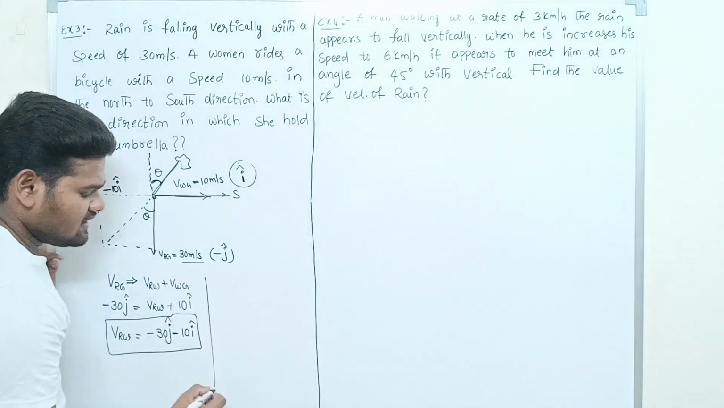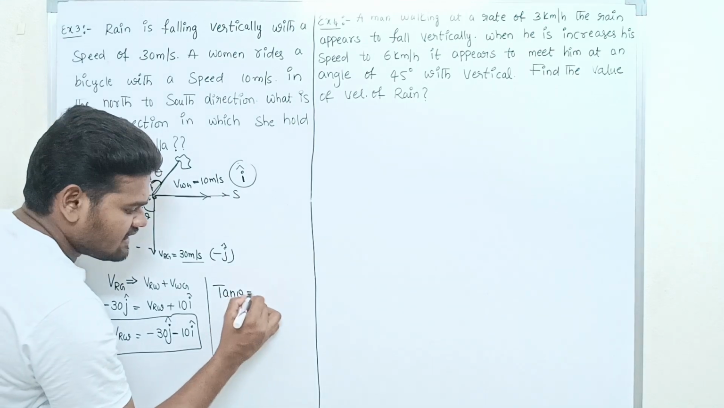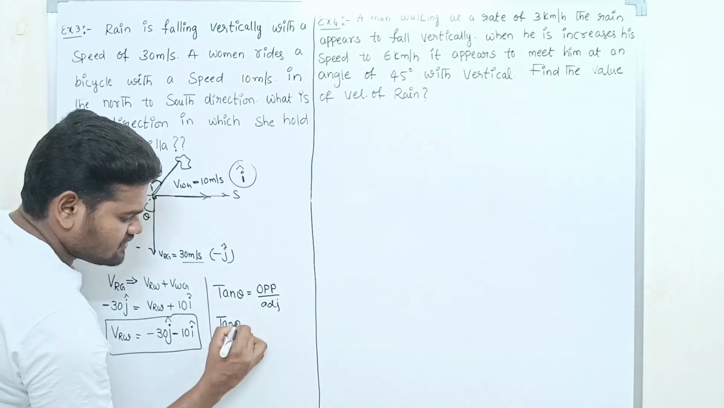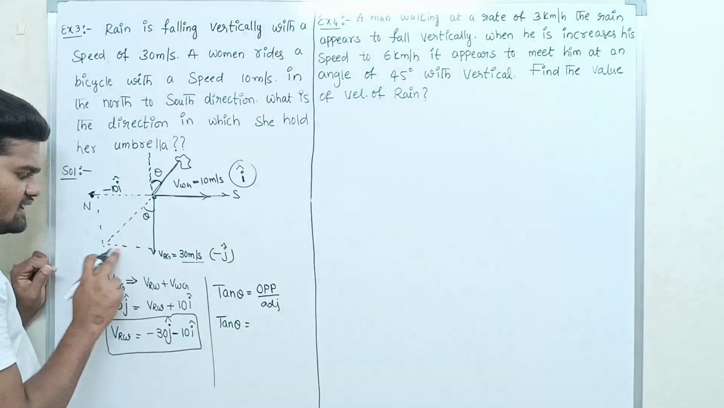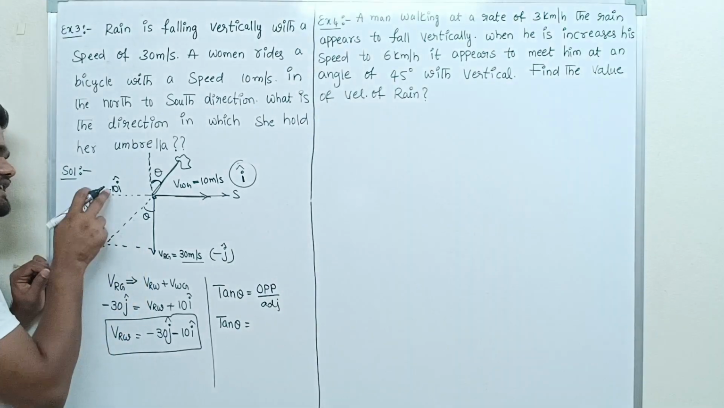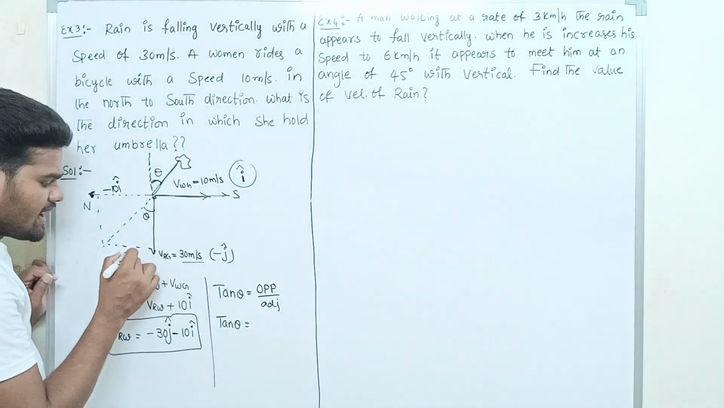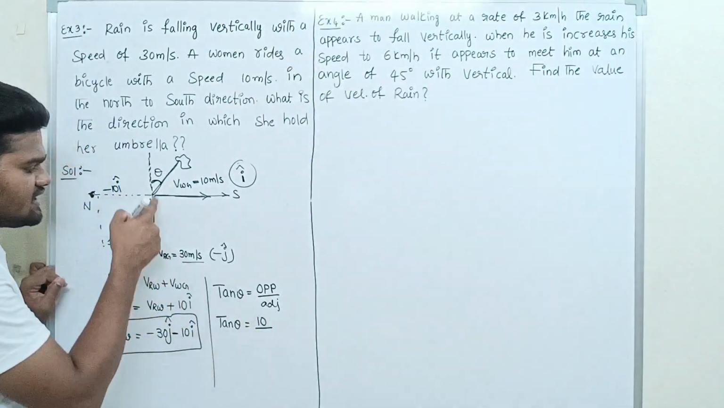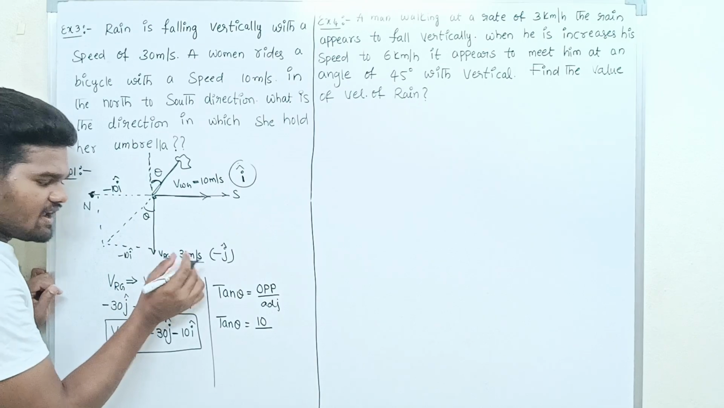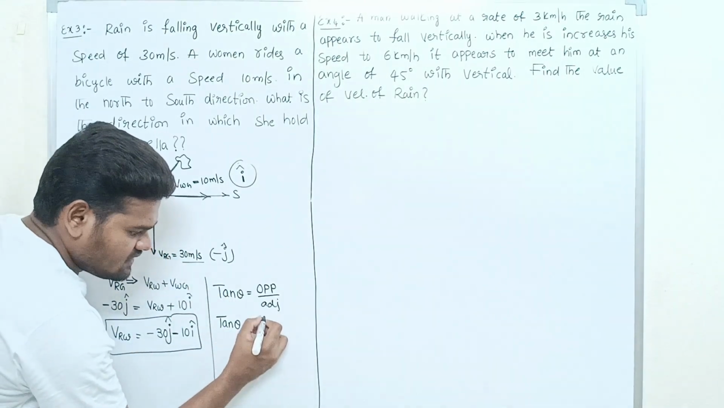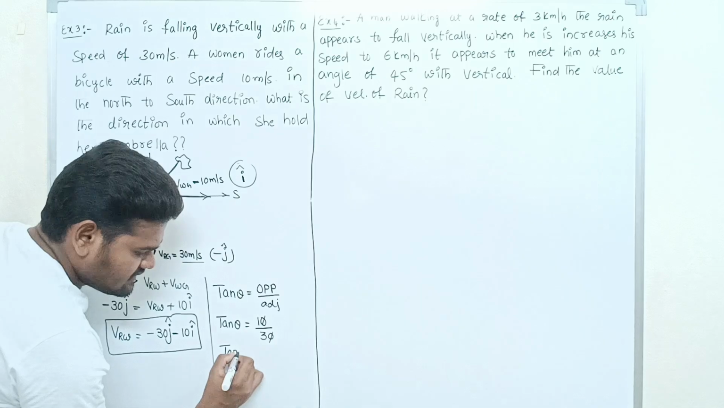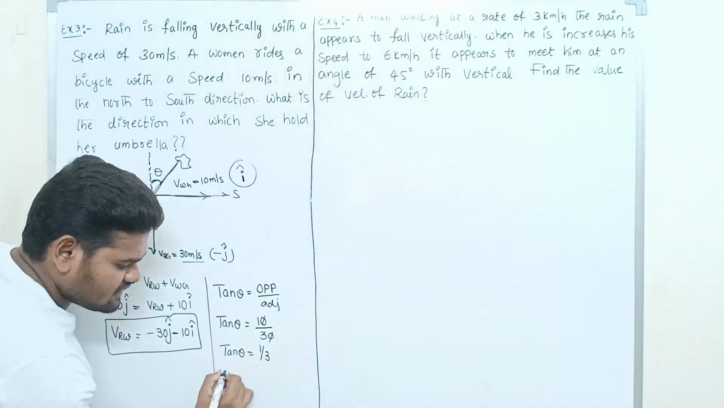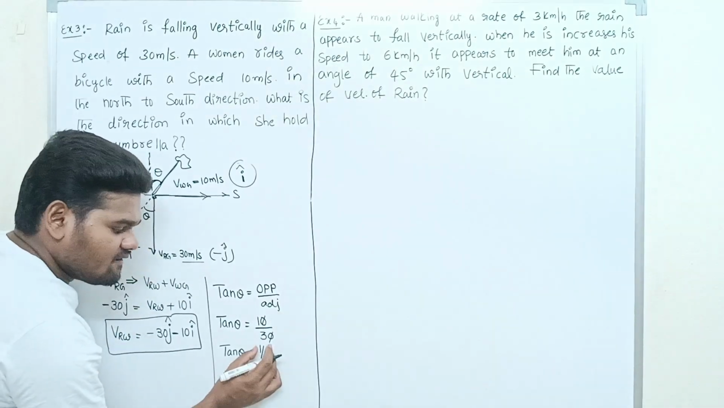To find this angle, we have the formula. Tan theta is equal to opposite side by adjacent side. What is the opposite side for theta? This is the opposite side, which is minus 10 i cap, so its value is 10. Divided by the adjacent side, along theta we have 30. So the zeros cancel out. Then tan theta is equal to, how much did we get? 1 by 3. So tan theta is equal to 1 by 3.